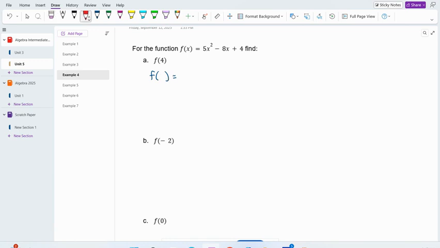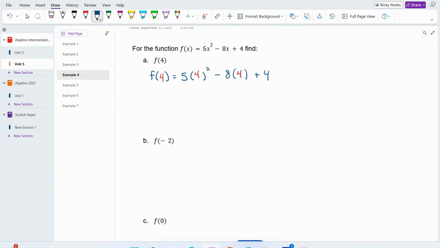And I'm going to make this 4 a different color. You'll see why in just a second. So I'm going to put 5, and then I'm going to put a parenthesis squared minus 8 parenthesis plus 4. And then just ask yourself, what do you think is going to go inside that parenthesis? So if you said 4, you are correct.